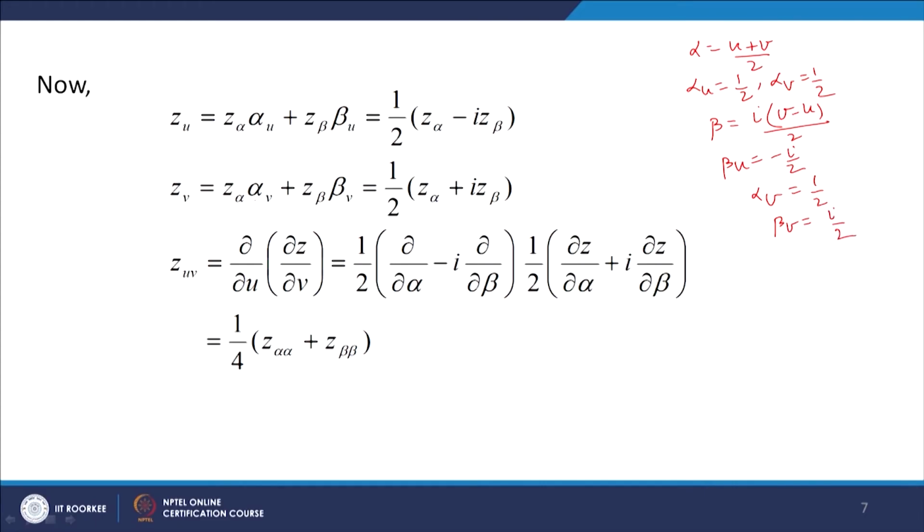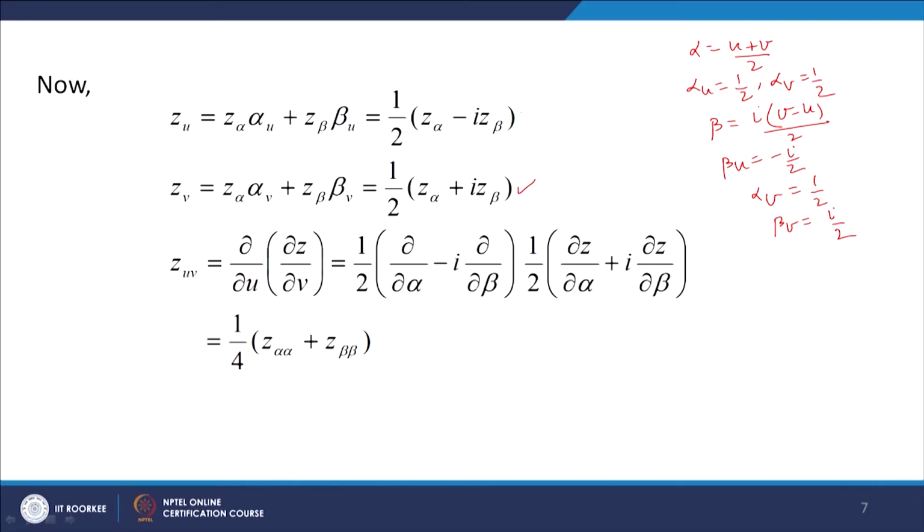So, here z alpha b is equal to half, beta b equal to i by 2. So, we can get this, okay, and we have z u like this. Then we differentiate z u with respect to v, okay. So, what we have is z u b. In order to find z u b, we can use the differential operators.